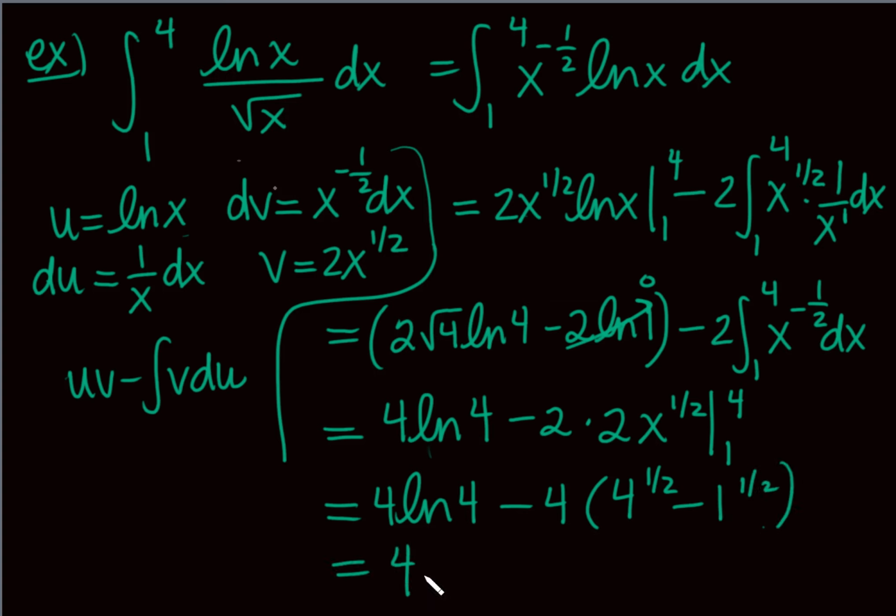And what is my final answer? 4 natural log of 4. This is 2 minus 1. That's lovely, which is just 1. So I get 4. Oh, I kind of want to factor that into the natural log. 4 times the natural log of 4 minus 1, but you wouldn't have to do that. It just looks so pretty doing that.